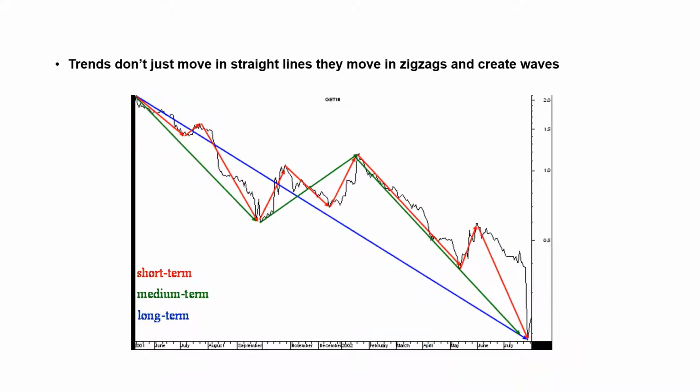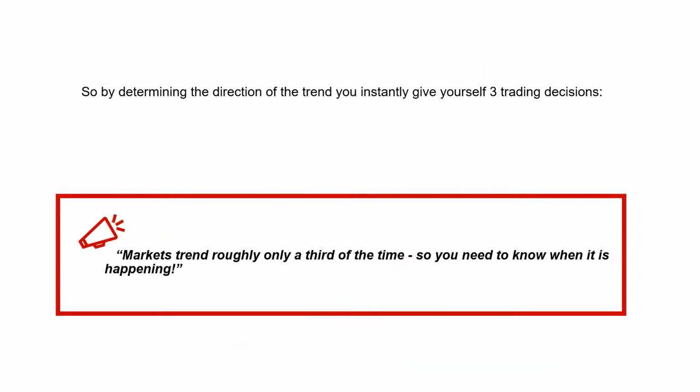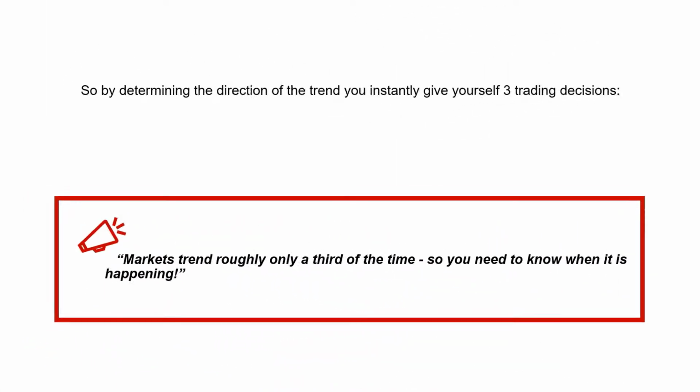We got a longer term blue line, the longer term trend. We got green lines showing a medium term trend, and then under that we've got our red short term trend. So you can trade all those at the same time. You might just want to trade the short term one. So by determining the direction of the trend, you're going to come up with 3 trading decisions: either to go long, go short, or do absolutely nothing and stay on the sidelines.